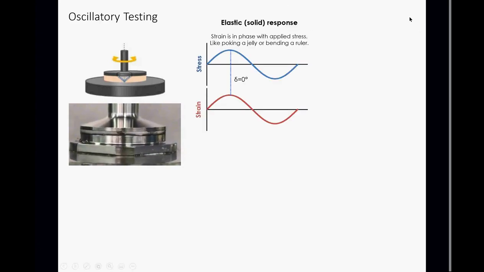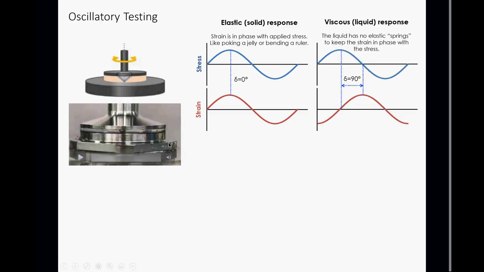And what we do is we look at the response of the material when we apply those stresses. So in this particular example, we're applying an oscillating stress. This is a sinusoidal oscillating stress, clockwise to counterclockwise. Imagine if we had a chunk of jello between the plates here. When we're applying the maximum stress, we get the maximum strain. When we apply zero stress, we get zero strain. So the strain is in phase with the applied stress, like poking jelly or bending a ruler or something like that.